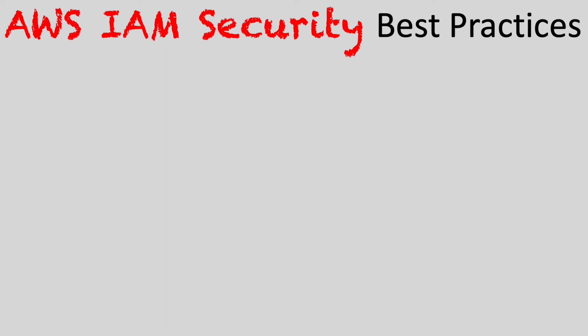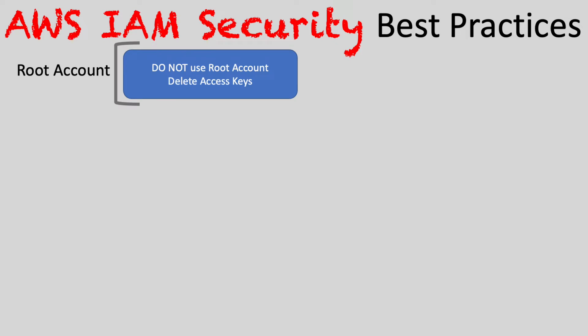In this module, we're going to be looking at identity and access management, the security best practices of using this in AWS. There are a number of these practices, so let's start off with what I would regard as the number one.